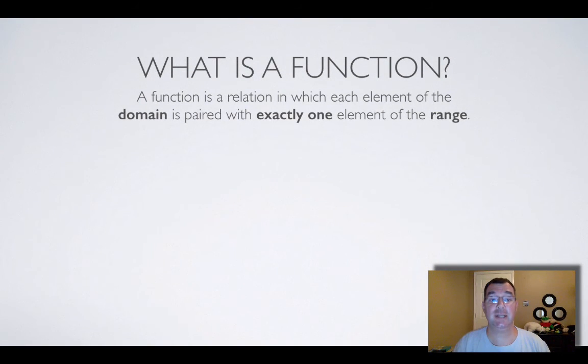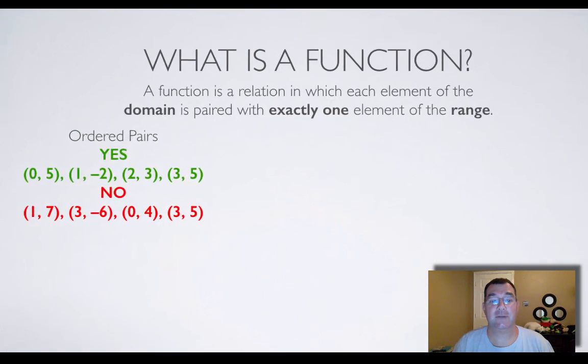What is a function? In general, it is a relation, so we've talked about what those are, but specifically, a function has every element of the domain paired with exactly one element of the range. So in other words, every x can only have one y associated with it. It's okay if different x's have the same y, but the same x can't have two different y's. So that's what we're looking for when we're trying to figure out whether something is a function or not.